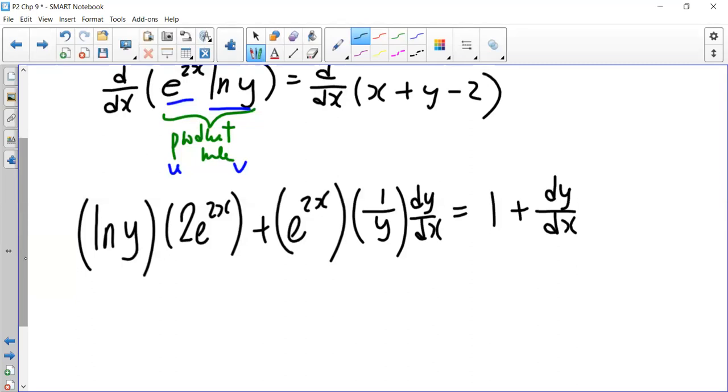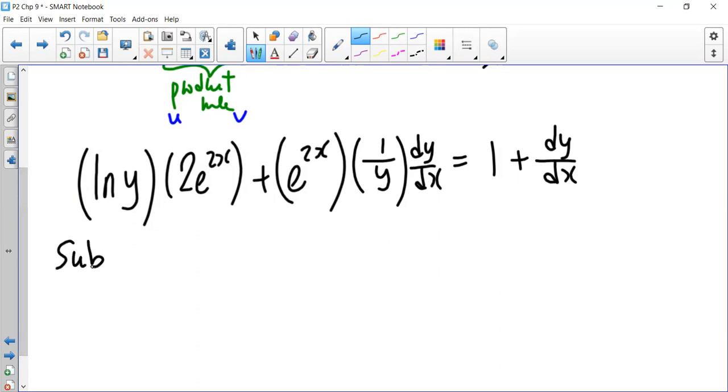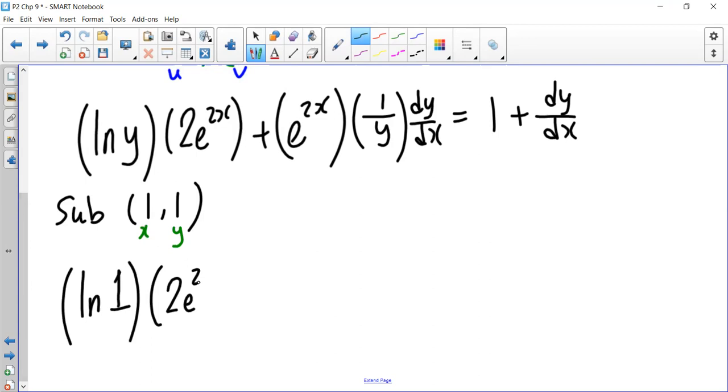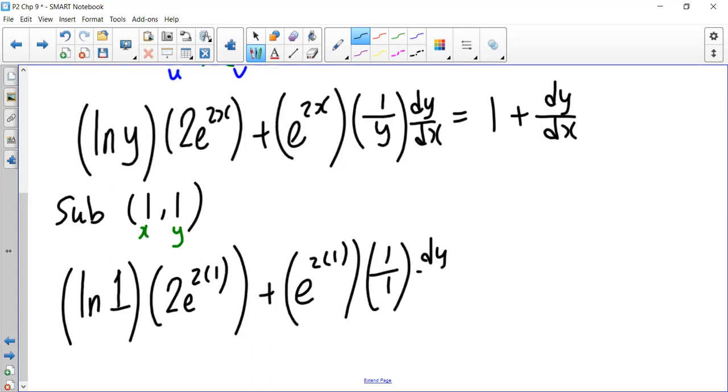So I sub in the value straight away. This is method 2, which I'm going to use in here. Sub in (1, 1): this is my x value, that's my y value. Whenever I see x and y, apart from dy by dx, I'm going to sub in 1 and 1. So ln y becomes ln 1, e to the power of 2 times 1, plus e to the power of 2x, e to the power of 2 times 1, times 1 over 1 dy by dx equals 1 plus dy by dx.